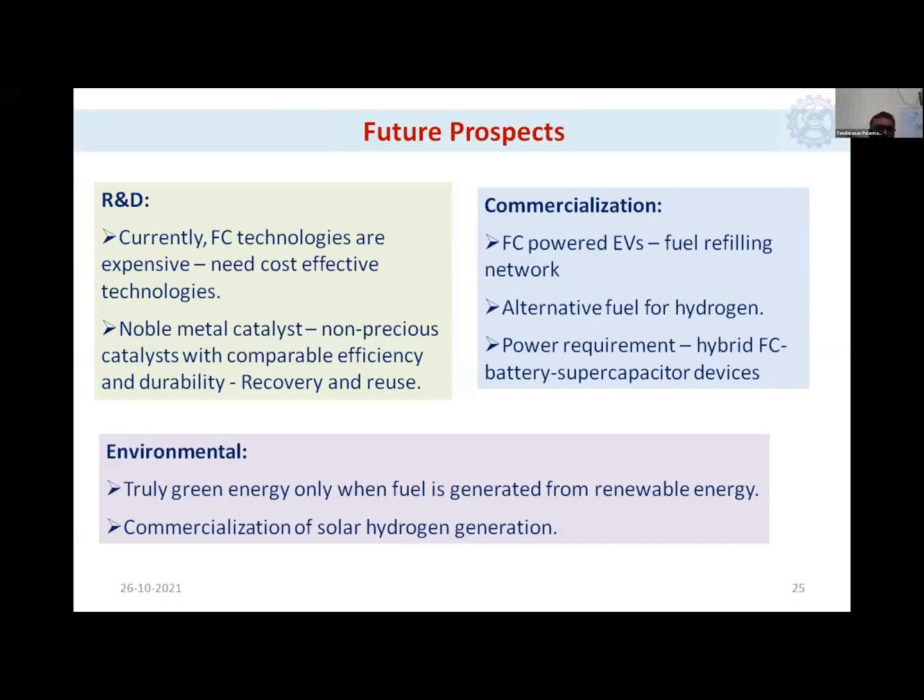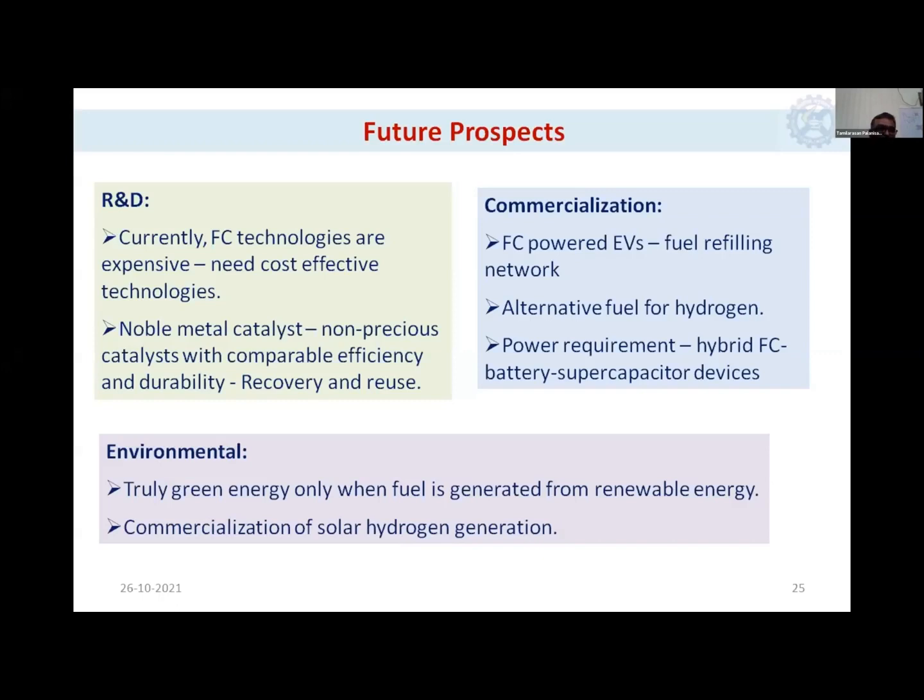In the environmental perspective, the fuel cell technology is claimed to be a greener technology because it emits only water vapor from hydrogen and oxygen. But how the hydrogen is produced, that is very important. If you are using fossil fuels to produce hydrogen and using that hydrogen for fuel cells, you're actually passively emitting carbon dioxide. So the important thing is you have to get hydrogen from a truly renewable source of energy, like solar cell or wind energy or ocean energy.